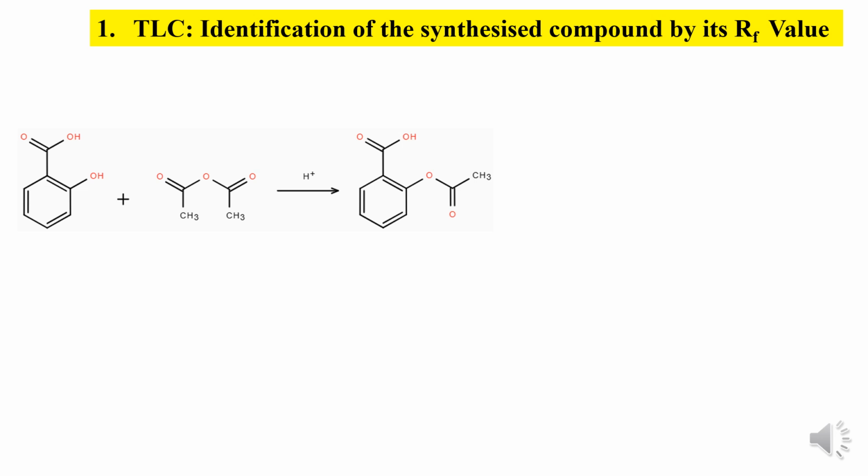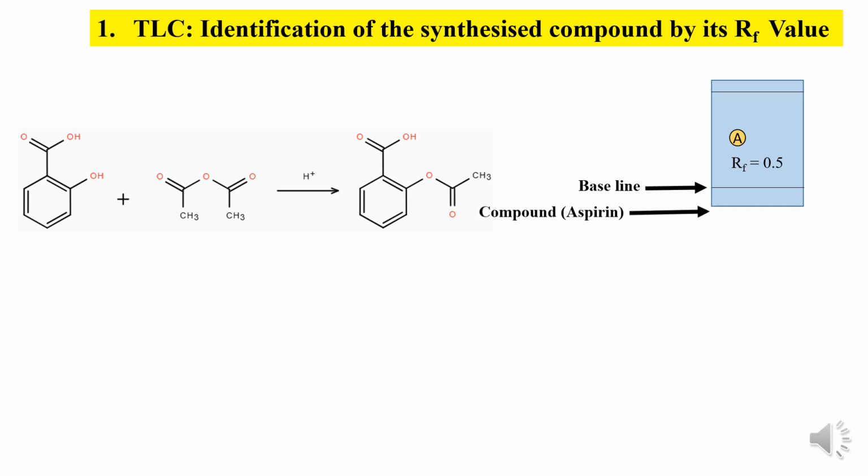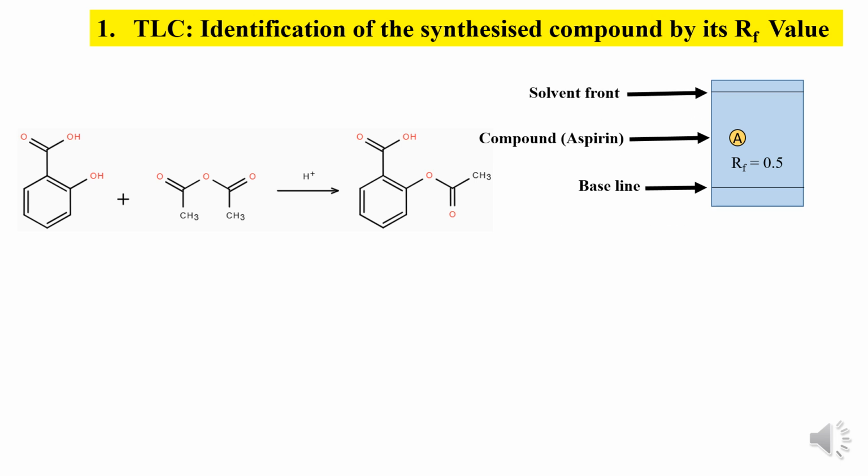What do you mean by RF value? RF stands for retardation factor or retention factor. So we have run the TLC for a pure aspirin sample that we have synthesized after purification, and we have found the RF value to be 0.5. So how to calculate the RF value? To calculate the RF value, we need a baseline, the distance traveled by the desired compound, here in this case it is aspirin, and the distance traveled by the solvent front.